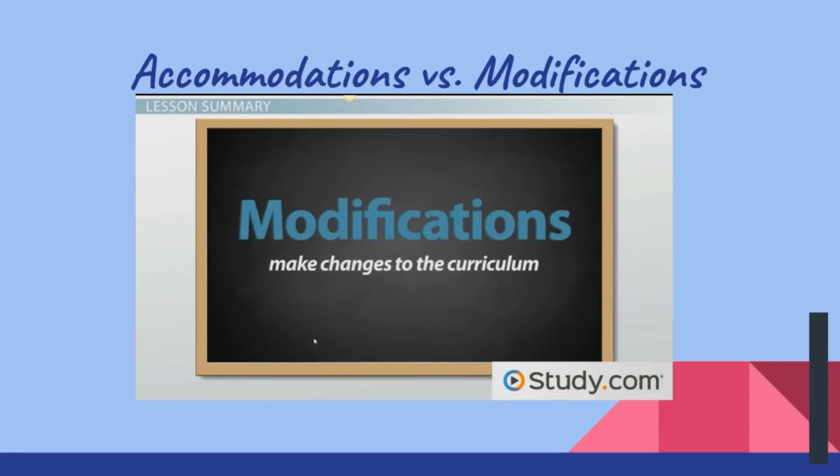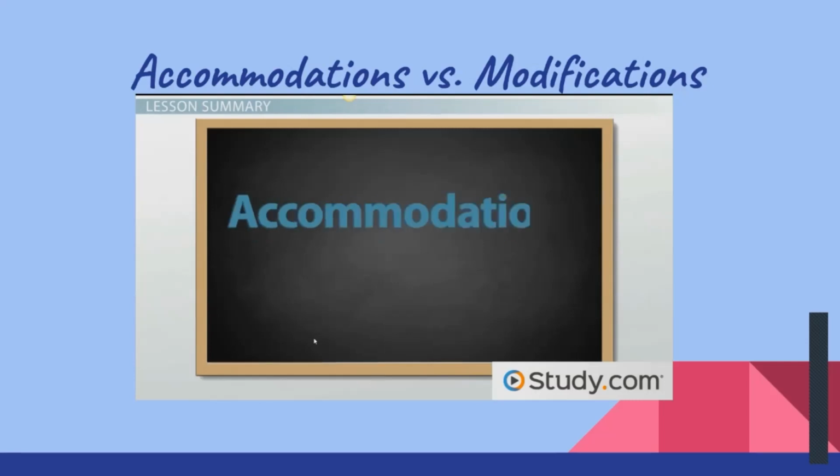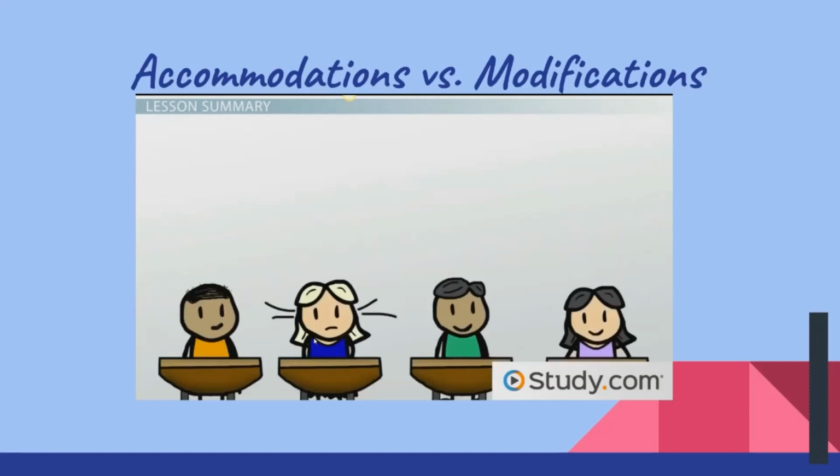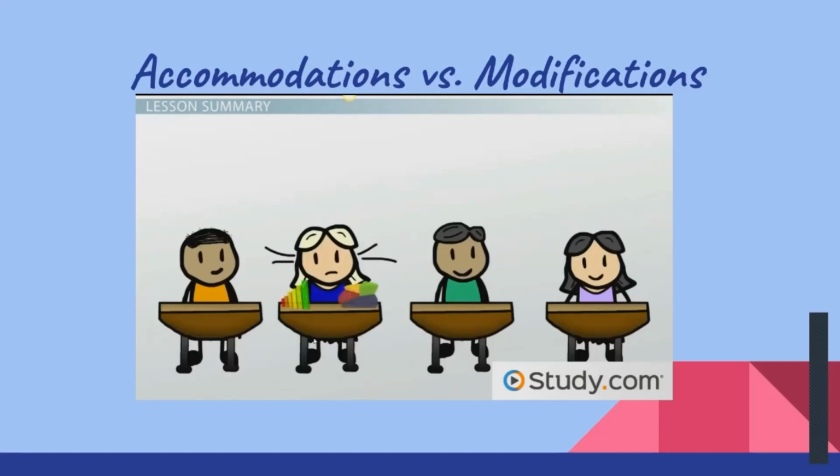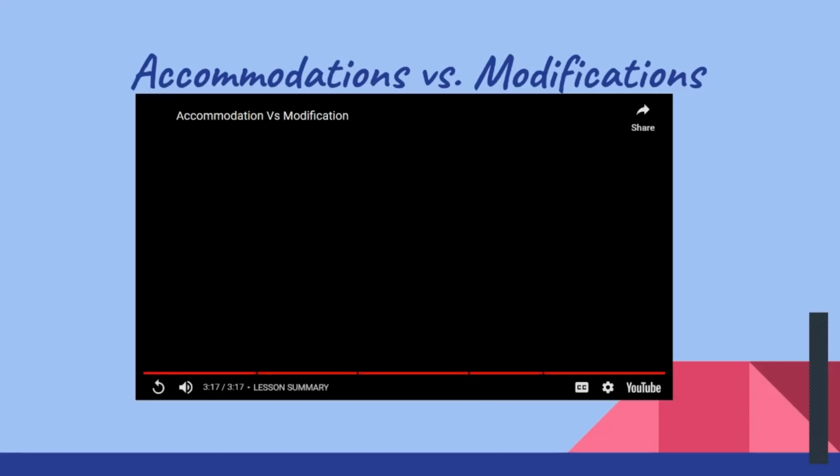Another way in which special needs students are taught in the mainstream classroom is through accommodations, or supplementing the curriculum with extra materials. An example of an accommodation would be providing notes for the student or graphic organizers to help them visualize the information.